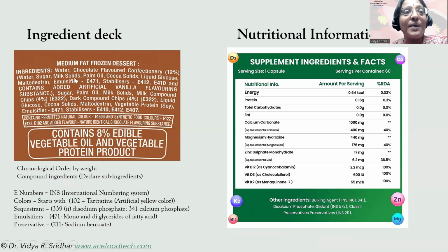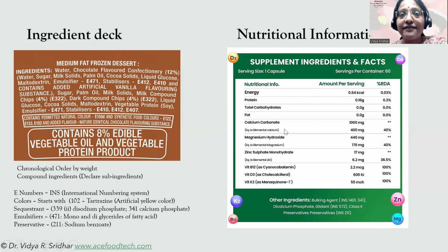Now, apart from that, in the ingredient deck you also have a statement that says it contains permitted natural color and natural flavor or synthetic flavors and added flavor, because flavors are another statement that FSSAI requires you to write separately. And it also has this big warning statement that it has vegetable oil and all of that. For every product, the warning statements are written as to what you need to write.